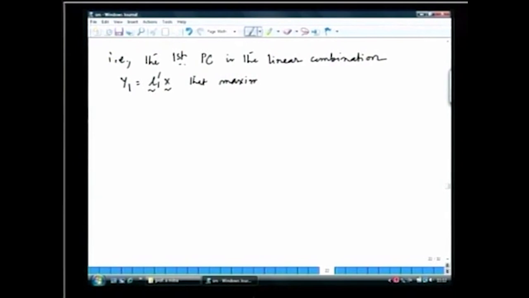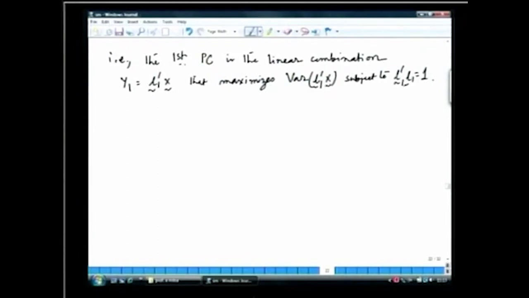such that it maximizes the variance of L1 transpose x, subject to L1 transpose L1 equal to 1. Now, why is this required? I say that this y1 formed as L1 transpose x should be such that the variance of L1 transpose x is maximum. Now, if I consider any other scalar multiple of this vector L1, say L1 star, which is C times L1, where C is a very high constant, then I can always have the variance of C L1 transpose x greater than the variance of L1 transpose x. So, to put a check on that and to achieve some uniqueness, I put this criterion, that it is subject to L1 transpose L1 equal to 1.